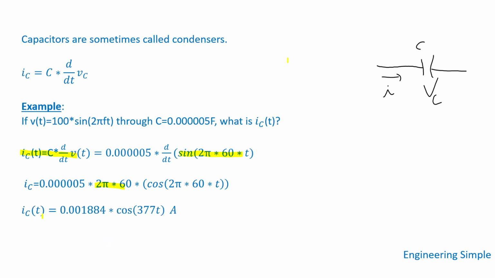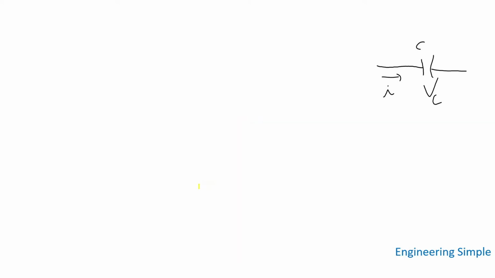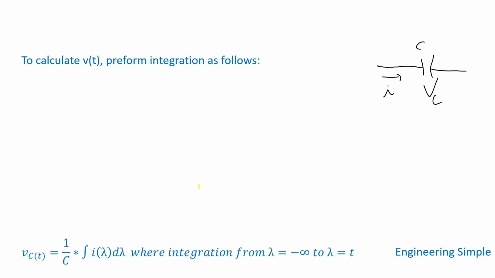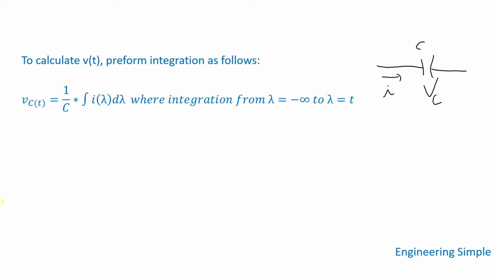So if you do the math, the current is equal to 0.001884 times the cosine of 377 times t amps, where 377 is just 2 times pi times 60. If we know the current and would like to calculate voltage, then we would have to perform integration. So voltage is equal to 1 over the capacitance times the integral of current, where integration is from negative infinity to some time t.